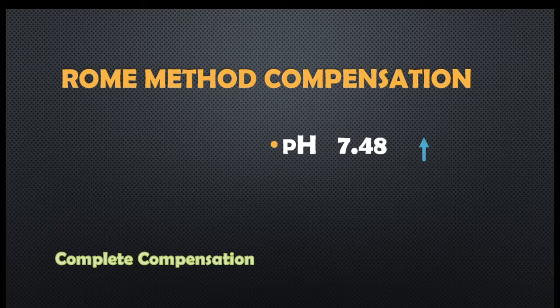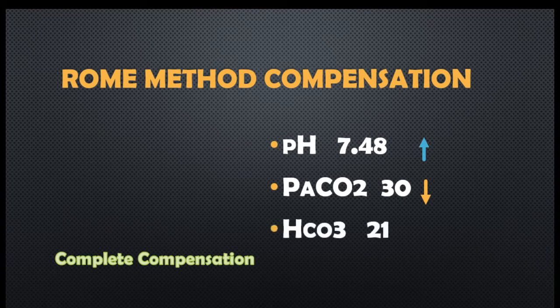7.48, it is increasing and also means alkalosis. PaCO2 of 30, this is also decreasing or increasing. This is decreasing, which means there's less carbon dioxide, which means alkalosis. And a bicarbonate of 21, which means also decreasing, which means there could be acidosis.